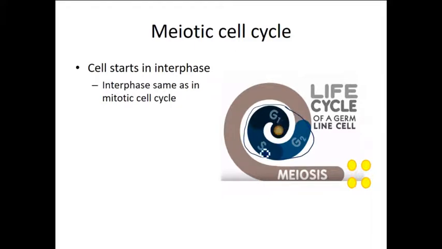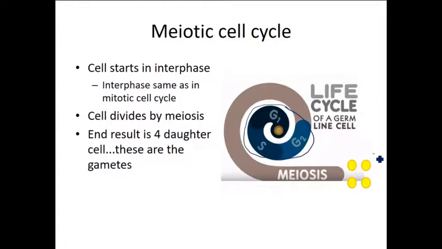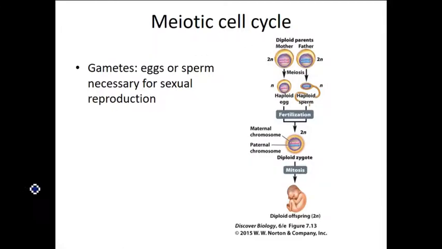So there's a G1 phase, an S phase for DNA replication. The G2 phase also has regulation at it to make sure that the cell is ready to divide. Okay. And then the cell is going to divide by meiosis, and the end result is not 2 cells but 4 cells. Okay, and these are the gametes. What are gametes, you may ask? Well, gametes are the eggs or sperm that are necessary for sexual reproduction. So we could call them sex cells also. Sometimes people call them that.